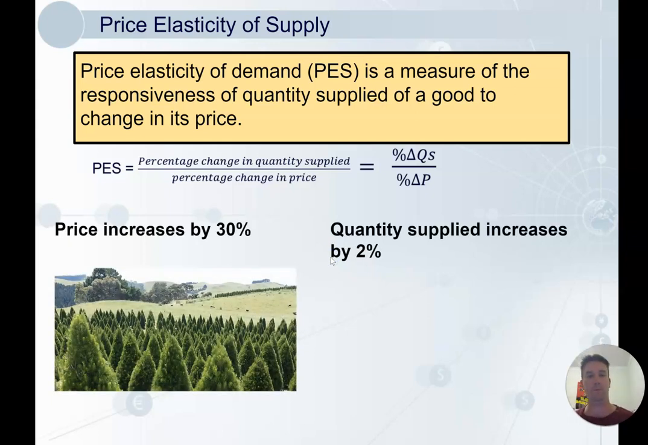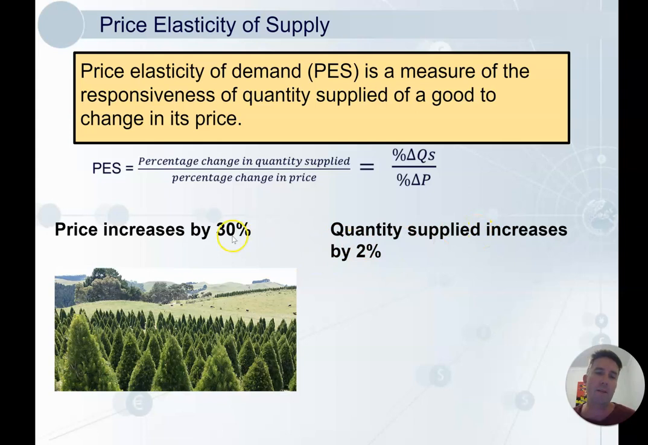So let's look at an example here. Christmas trees. So it's a Christmas tree farm here. What happens? Price increases by 30%. For whatever reason, a lot more people want to have a natural tree in the house. So price increases by 30%, but the quantity supplied, that's not going to increase by much at all. That's going to only increase by, say, 2%, because a Christmas tree farm, they can't just grow more trees, right? They don't have any available.